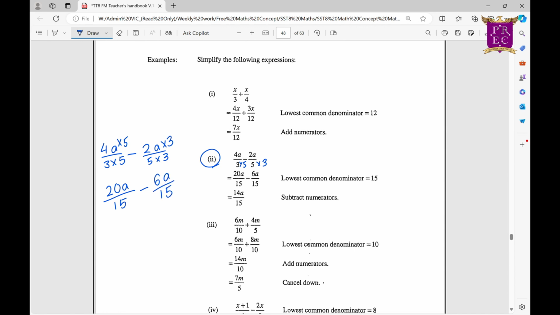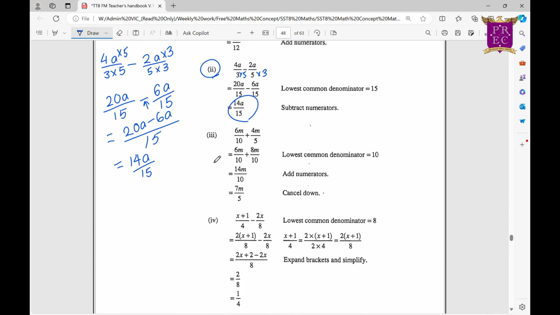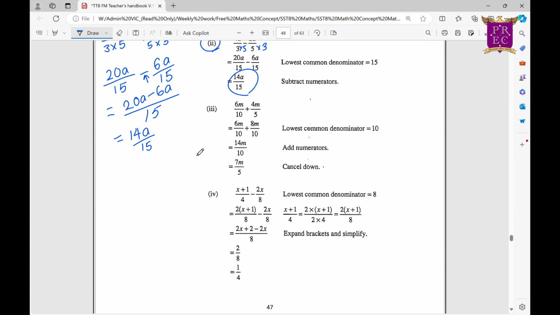And if you just put it all together, it becomes 20a minus 6a. Be aware of the sign. And that just gives you, so 20a minus 6a is 14a over 15, like our answer there. And also be aware that you still have to cancel down, as it mentions in this example.